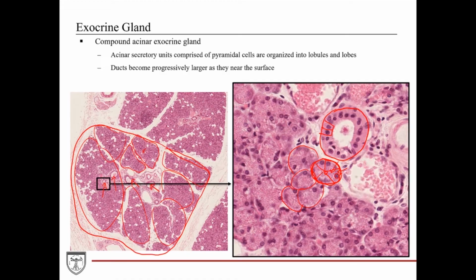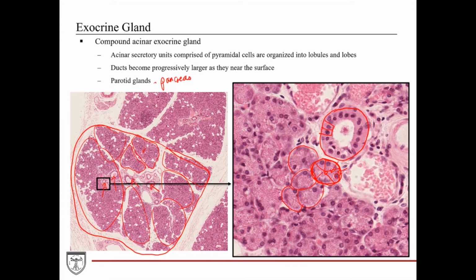Compound acinar exocrine glands comprise our parotid salivary glands. These are the large salivary glands that sit on the lateral sides of our jaw, just in front of our ears. And these are the glands that produce a lot of watery saliva when we see a bowl of strawberries or bunches of grapes or something, and our mouth gets all watery. That's the parotid salivary glands that produce lots of watery secretions with amylase, the protein, the enzyme that can break down carbohydrates.